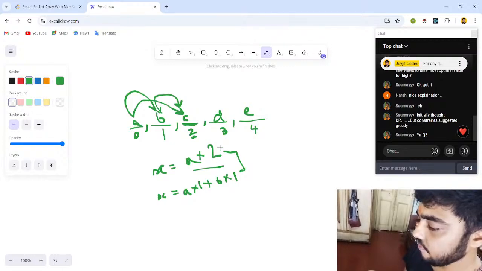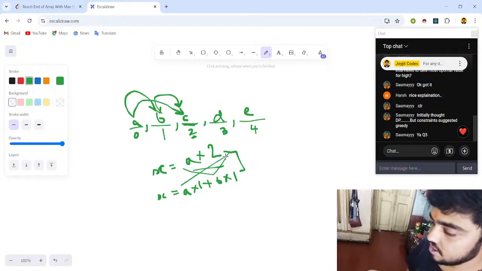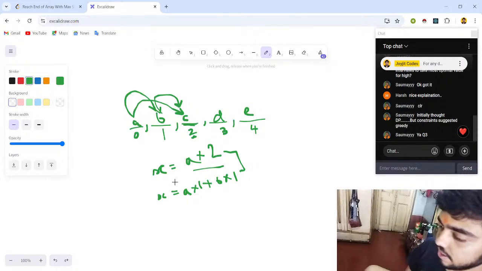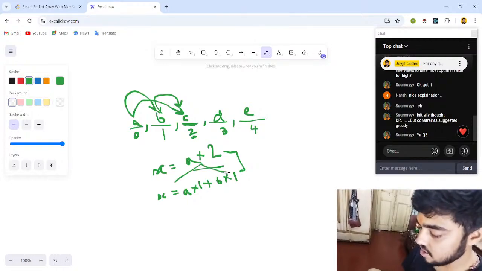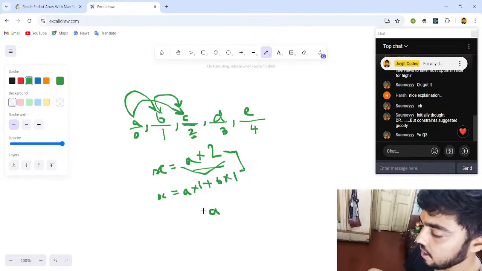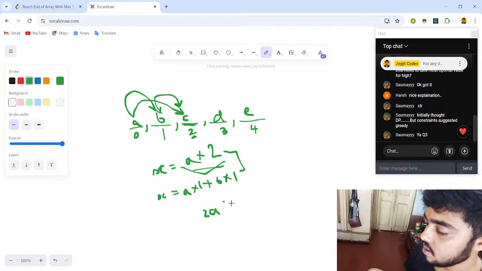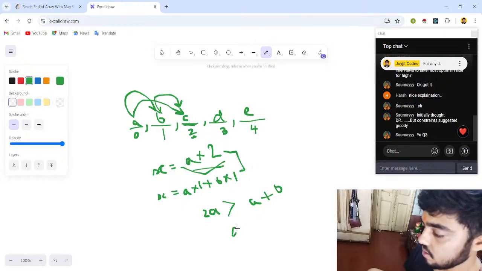So basically, it may happen that this value is greater than this, or the opposite, that this value is greater than this. Now if we consider the first condition, that this value is greater than this, then 2 of a is greater than a plus b, which means a is greater than b, right? A is greater than b.